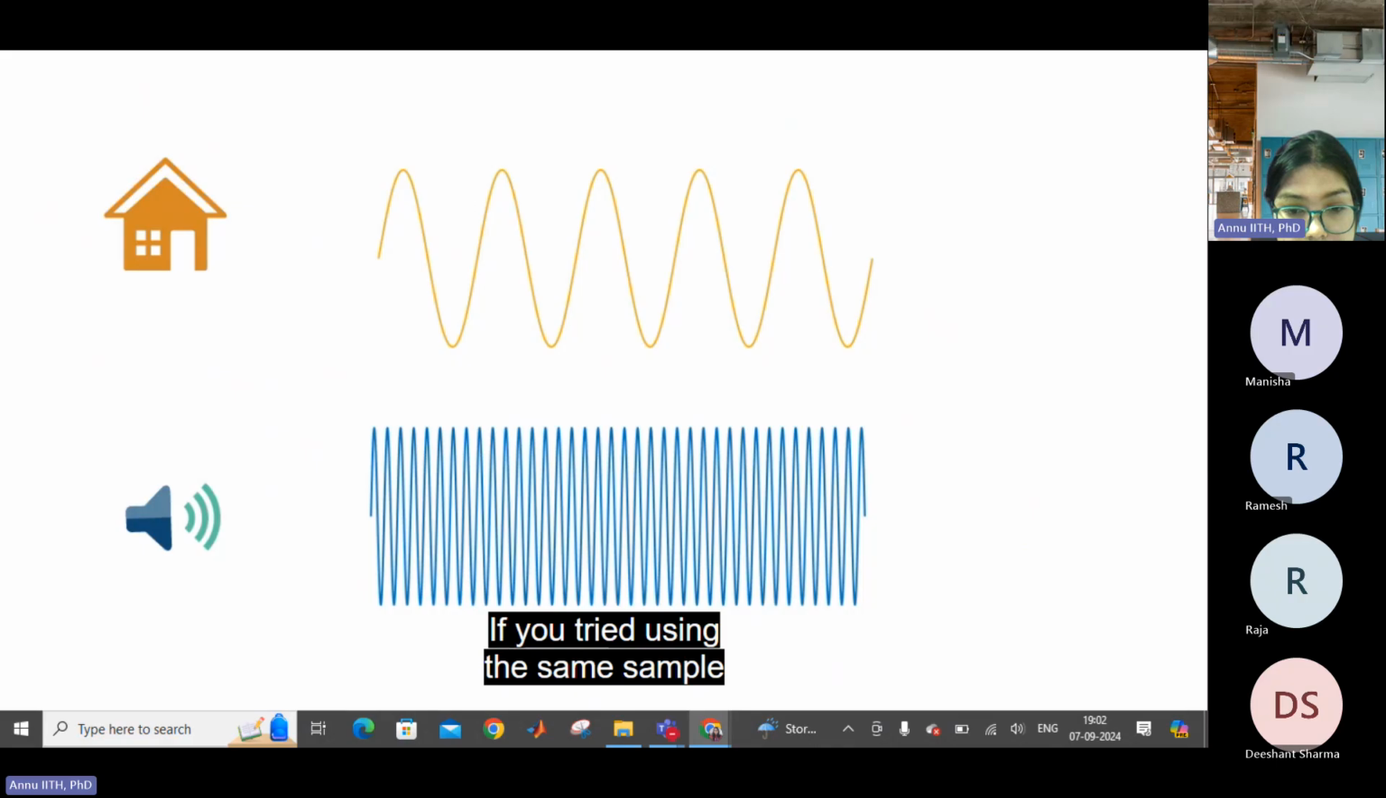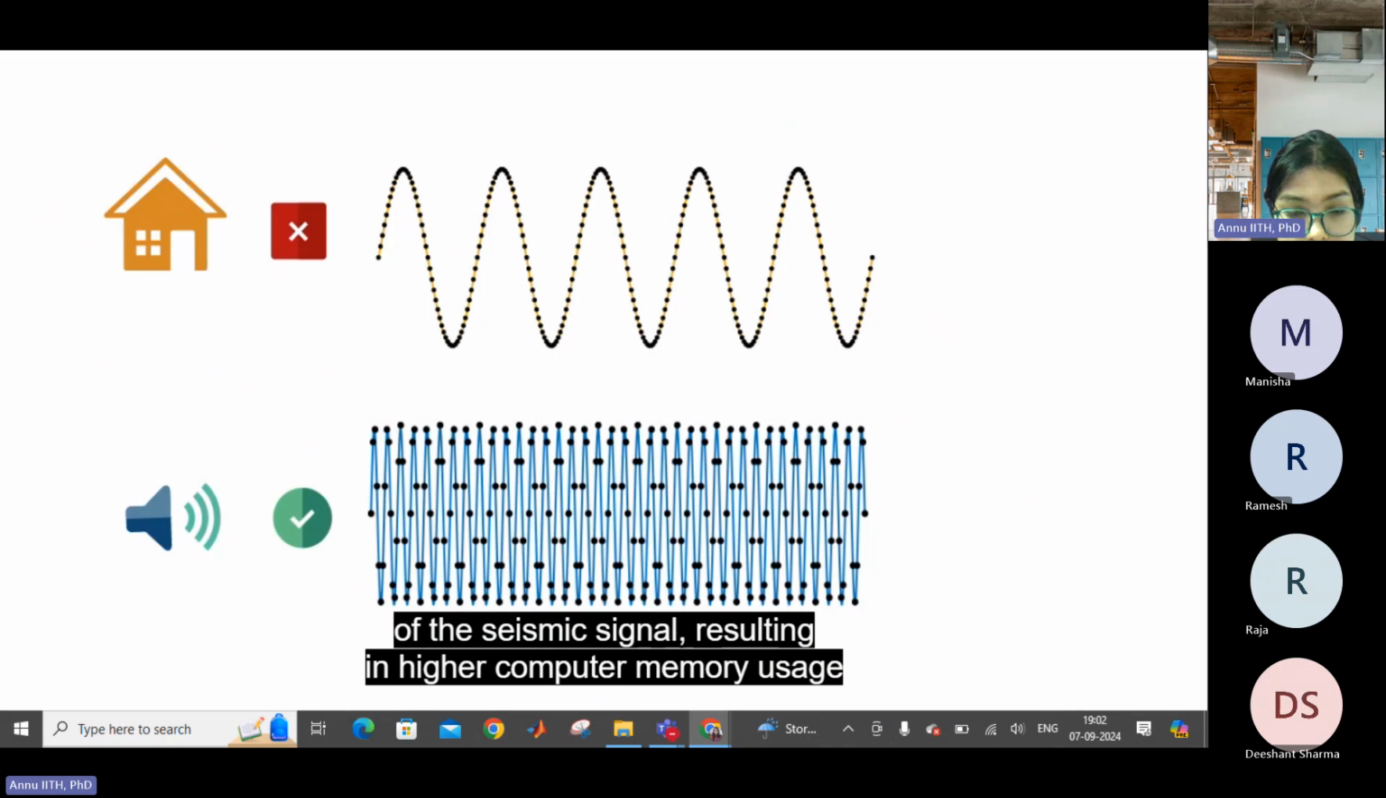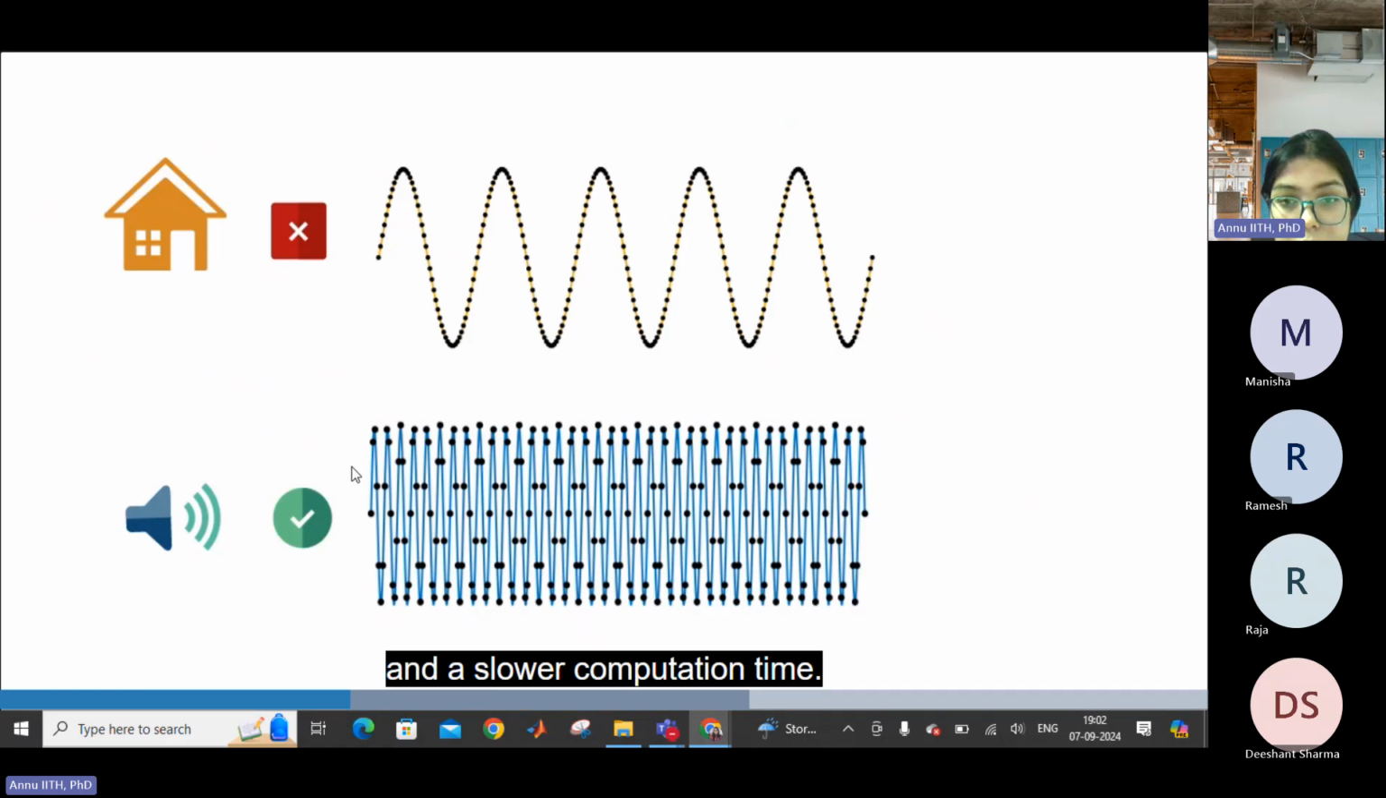If you tried using the same sample rate for both applications, a rate that's reasonable for the audio signal would end up storing way too many samples of the seismic signal, resulting in higher computer memory usage. So again, you have different types of applications, and for that we need different amounts of data samples.